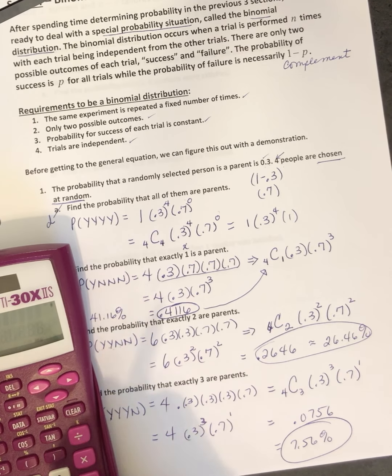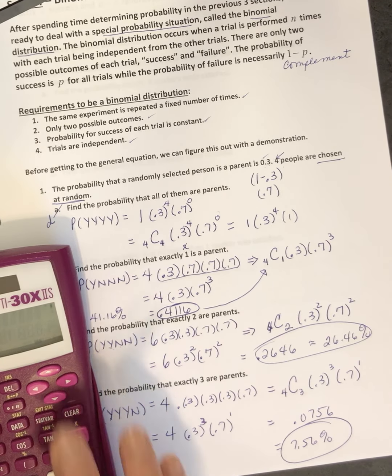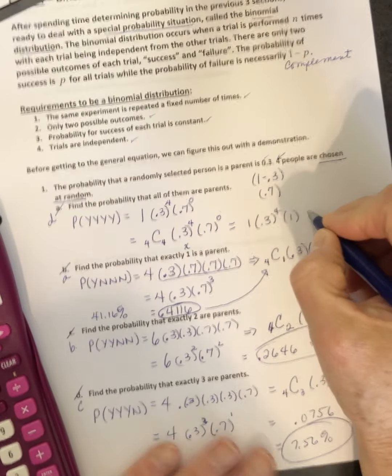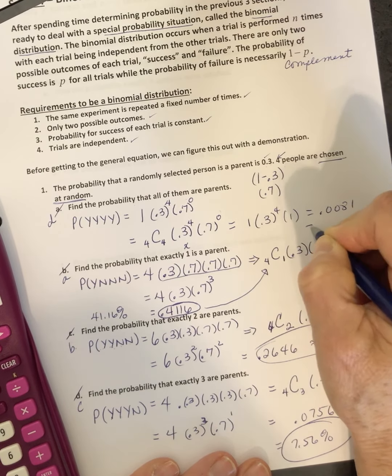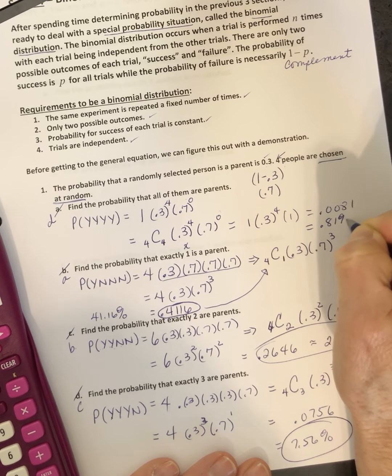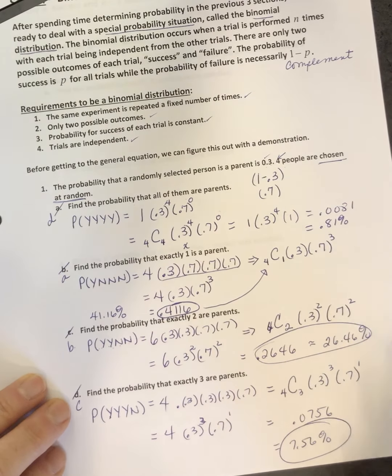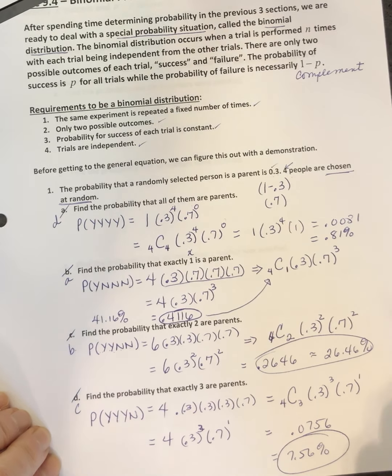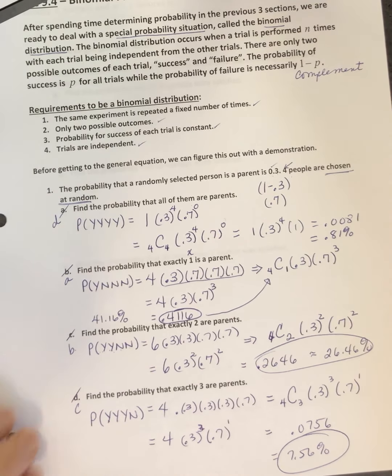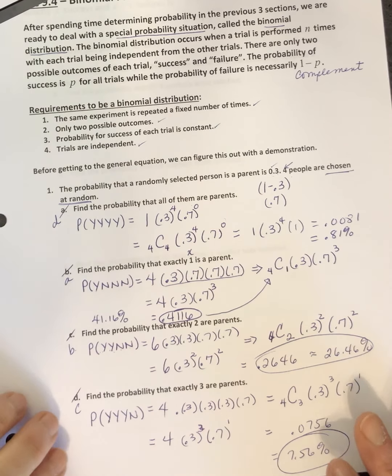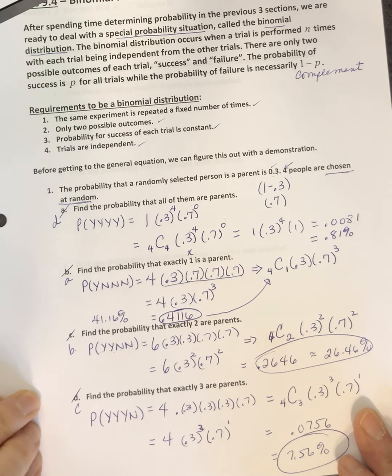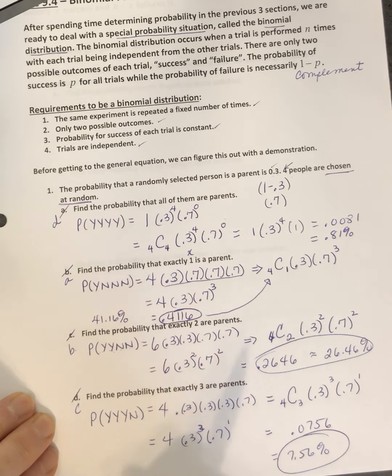Absolutely. So I'm looking at 0.3 raised to the 4th power, and I'm going to get 0.0081, or about 0.81% that all 4 in that trial would be parents. So what you've got here is an example of a binomial probability, something that has a probability amount labeled. It's fixed. You've got a fixed number of trials. We've got independent trials, and you can use this form.